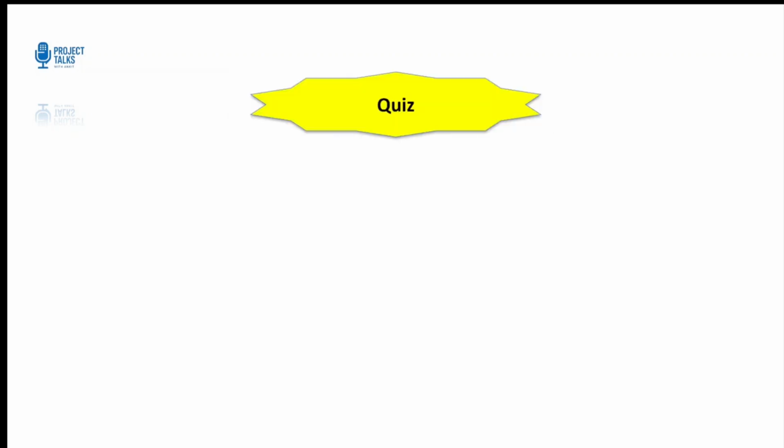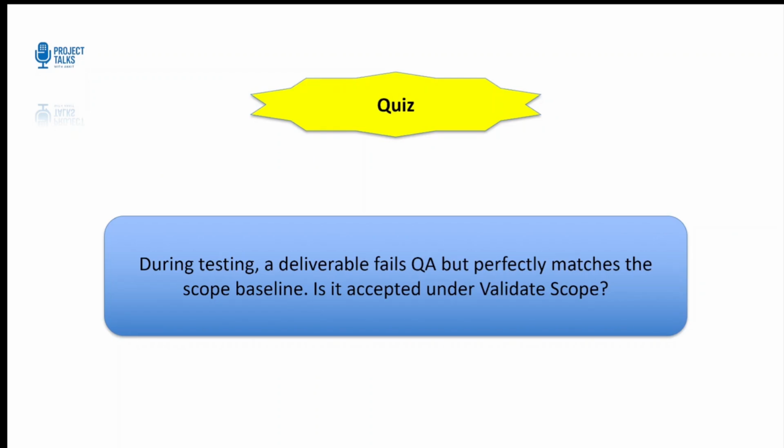All right, it's quiz time now. Now here's the one that trips people up. During testing, a deliverable fails QA but perfectly matches the scope baseline. Is it accepted under validate scope? Comment yes or no and why.